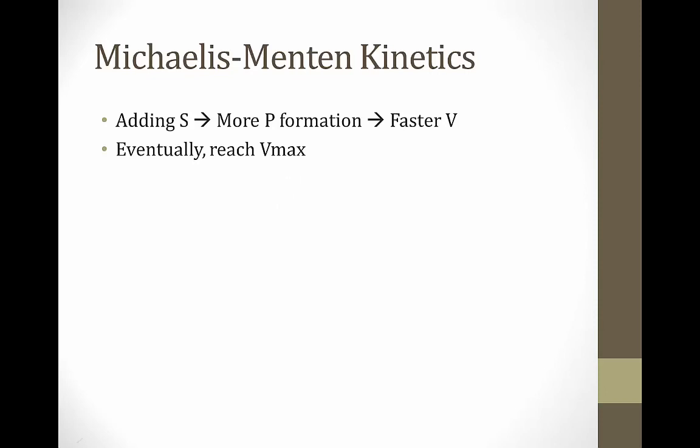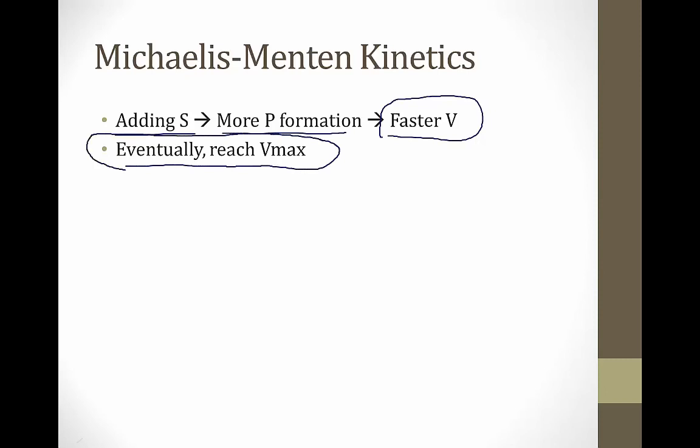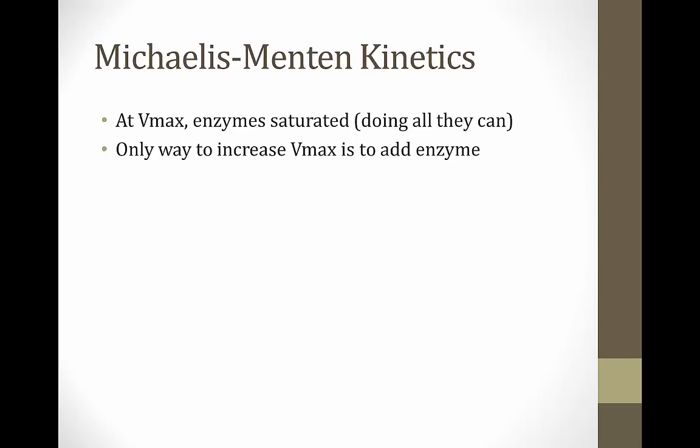So let's review a couple of the key features of Michaelis Menten kinetics that I just discussed. So the first is that adding more substrate leads to more product formation at a faster rate, a faster V, as we discussed on the y-axis of that slide. Eventually, however, you reach some velocity called Vmax that you can't get beyond no matter how much substrate you add. What's happening is that at Vmax, the enzymes are completely saturated. They are doing all they can. So when you add more S, there are no enzymes to bind them and form more product P. Therefore, the velocity cannot get any faster.